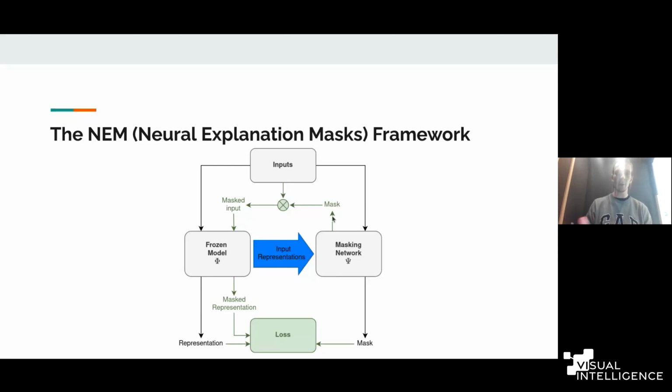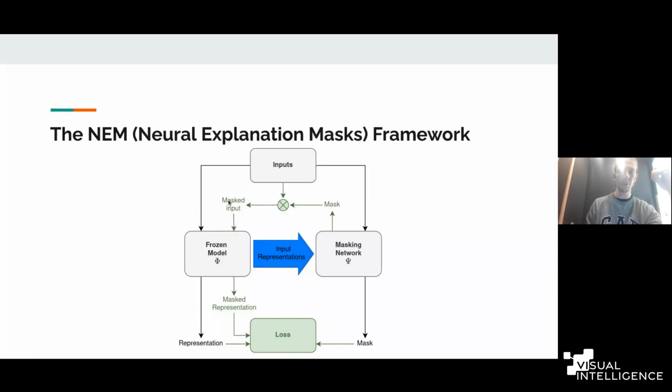So as you can see here, what we realized when we did this is that it's actually possible to train a model to mask the input of another model. So basically, in the inference setting, we send the input to the frozen model and to the masking model, and then the masking network will output some masks, and the frozen model will output the representation. But in the training setting, we once again send the input to the masking network, and that will generate a mask.